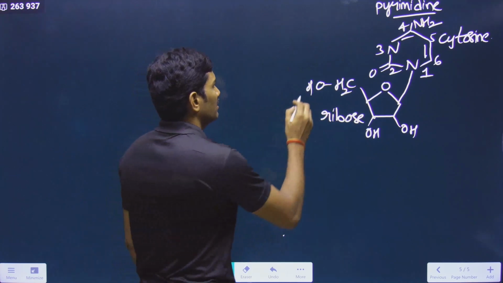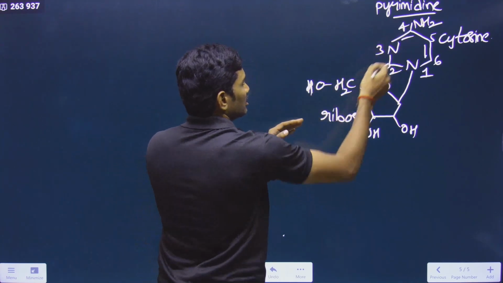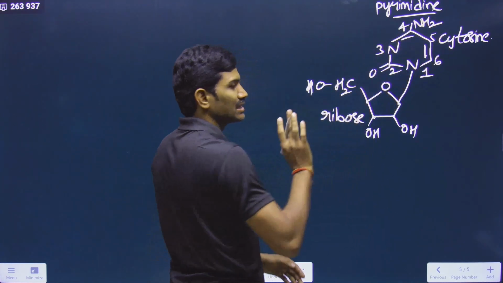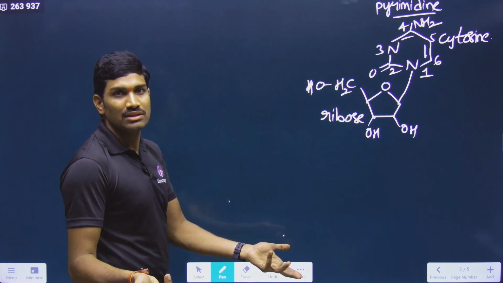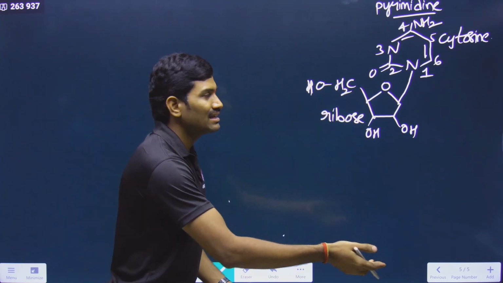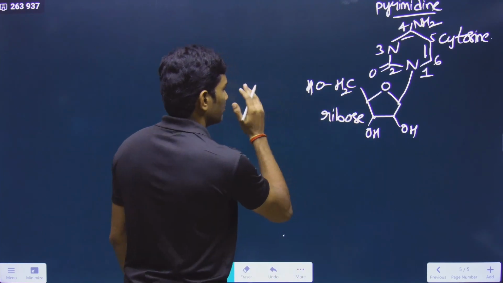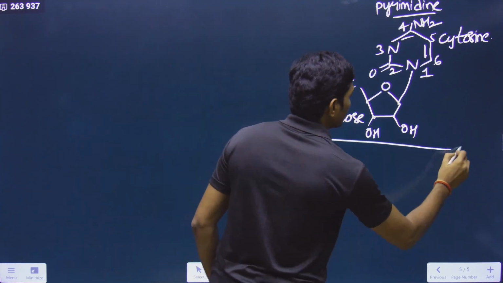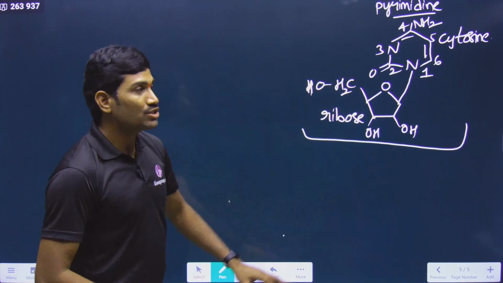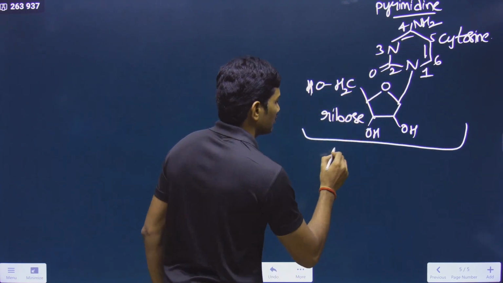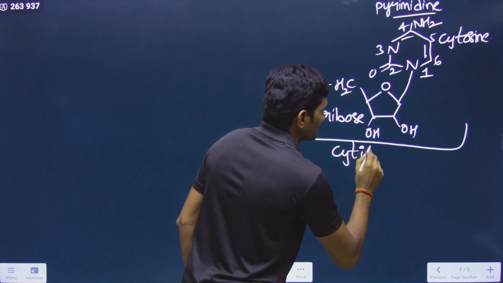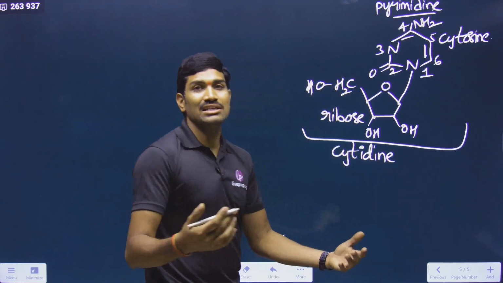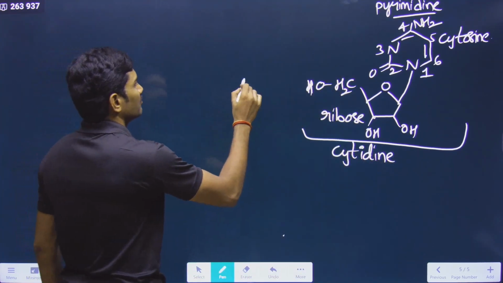Now what happens? And here what happens? These two got attached. So cytosine plus ribose. What is the name? Cytidine. Yes or no? Cytosine plus ribose is cytidine. Completed. Now come back to the next one. So with this what happened? Nucleoside is formed. Cytosine plus ribose, cytidine. This is the nucleoside that is formed. Clear?